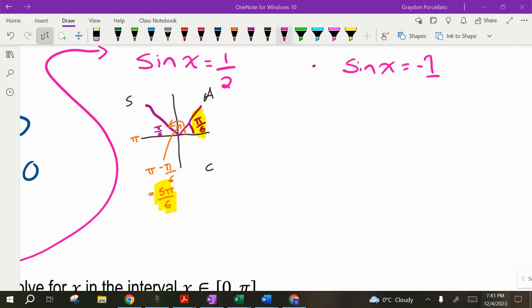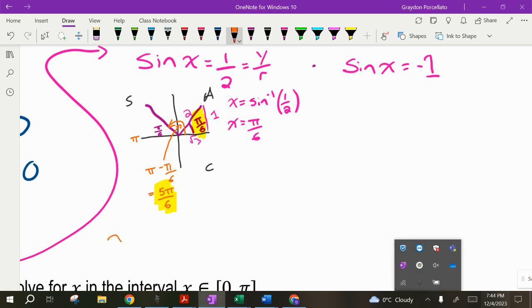Okay? So remember here, I did x equals the inverse sine of 1 over 2. And that gave me x equals pi over 6. You can also use your special triangles here. We know that this is y over r, so this means my hypotenuse is 2. It means that this side here is 1, so this would have to be root 3. Okay, so you can also use special triangles. So my two solutions are x equals pi over 6 and 5 pi over 6.